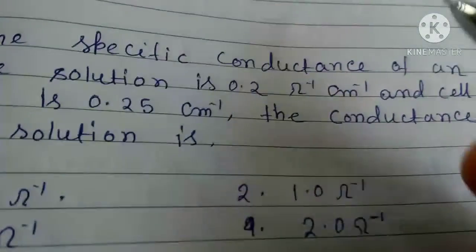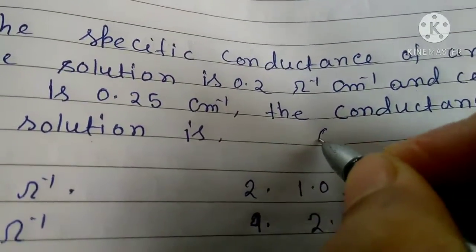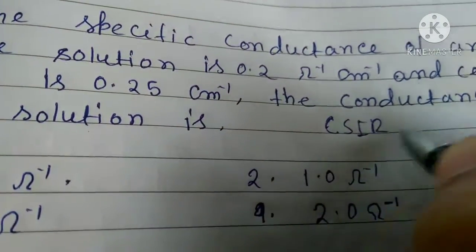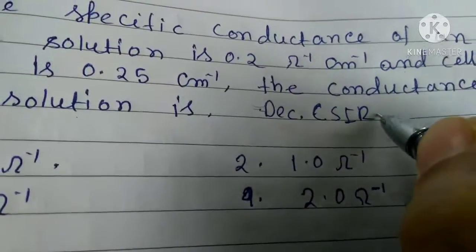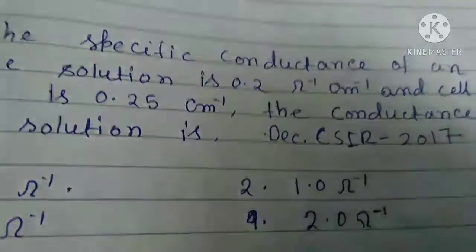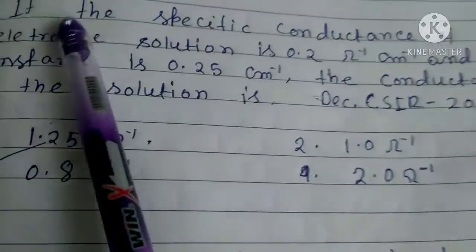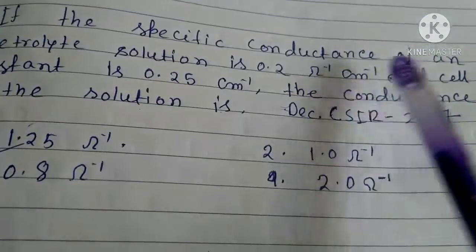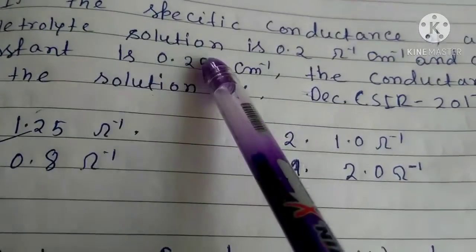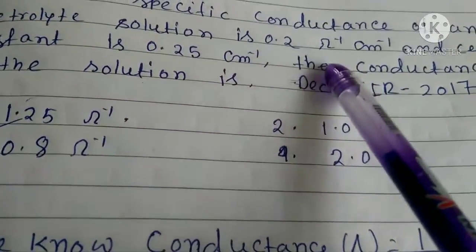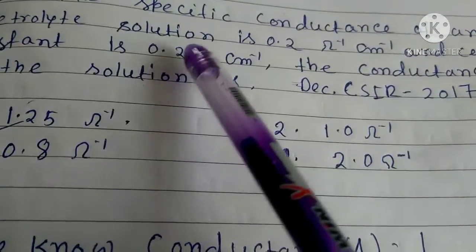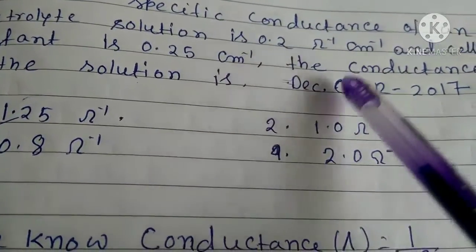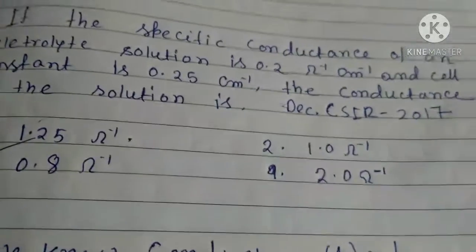Then the question again came in CSIR December 2017. Here it is given that the specific conductance of an electrolyte solution is 0.2 ohm inverse centimeter inverse and the cell constant is 0.25 centimeter inverse. What will the conductance of the solution be? Four options are there.